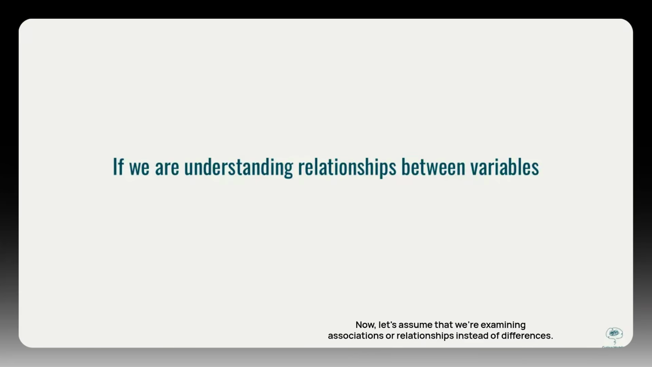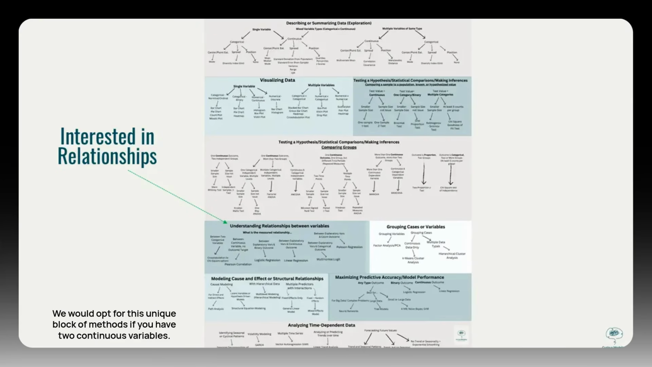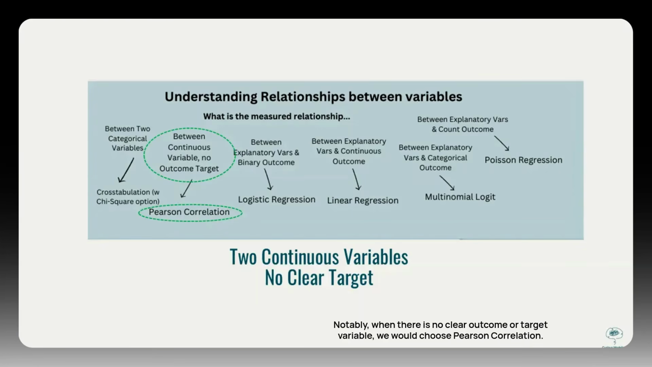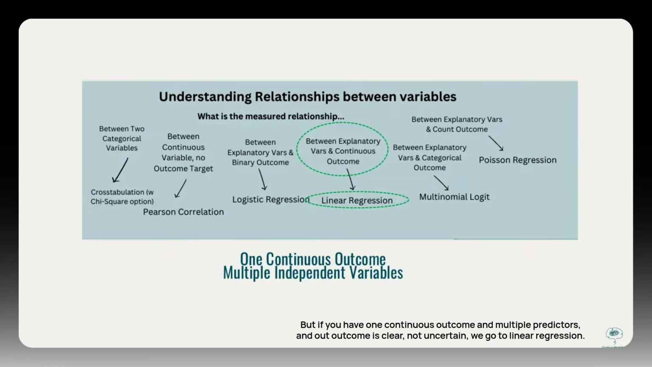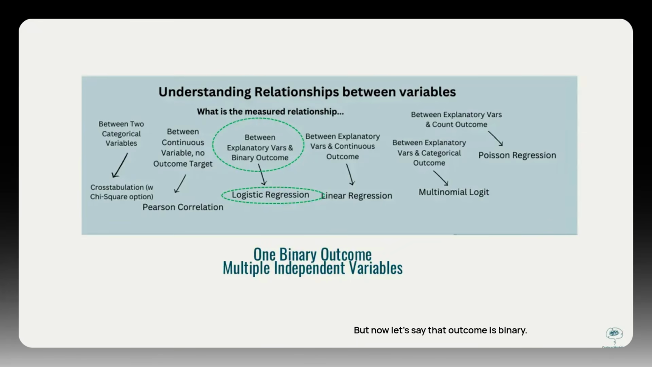Now let's assume that we're examining associations or relationships instead of differences. We would opt for this unique block of methods. If you have 2 continuous variables, notably when there is no clear outcome or target variable, we would choose Pearson correlation. But if you have one continuous outcome and multiple predictors, and the outcome is clear, not uncertain, we go to linear regression. But now let's say that outcome is binary, like for example, an individual is hired or not. We opt for logistic regression, as it is a binary target outcome. This section itself helps you predict or explain one variable using others.